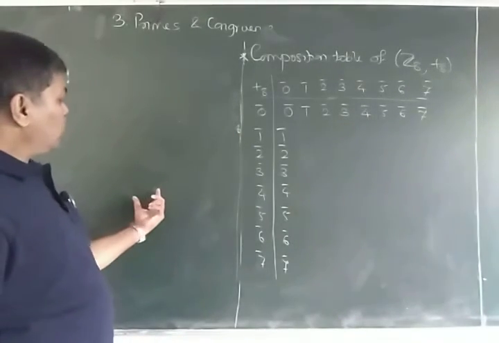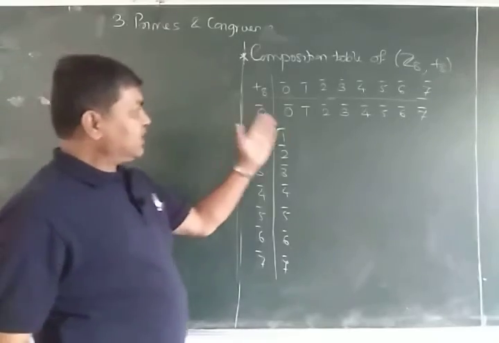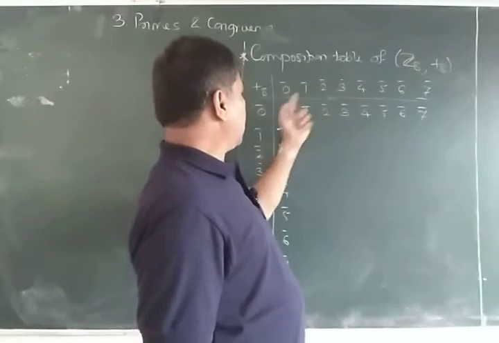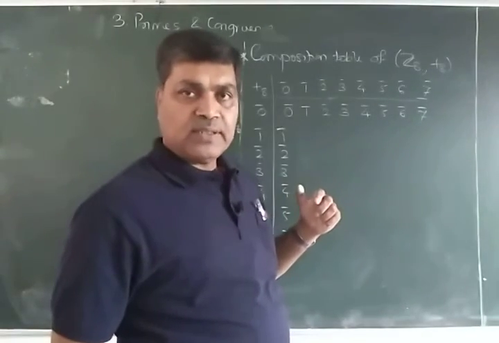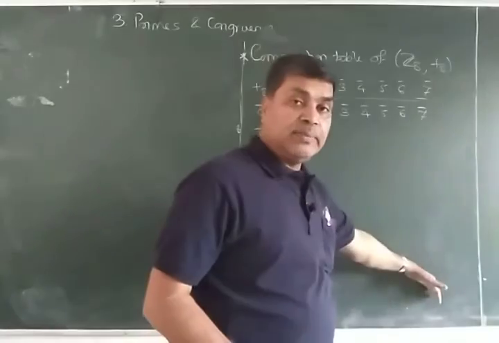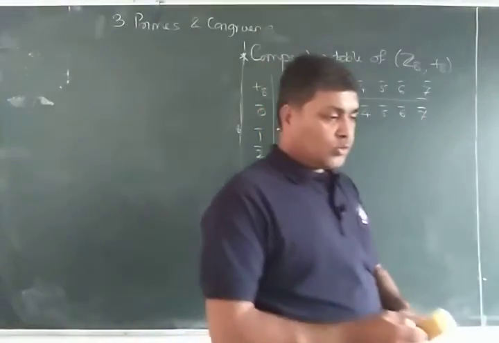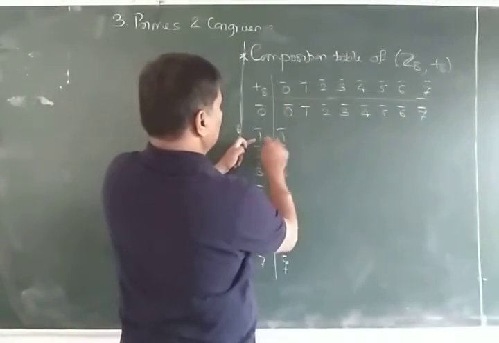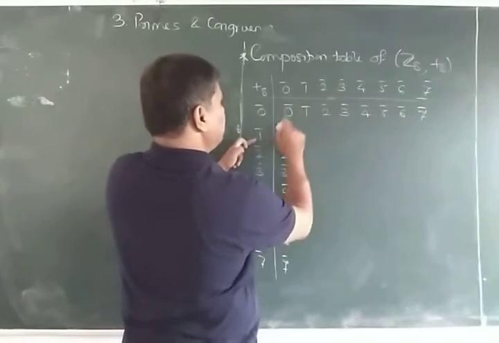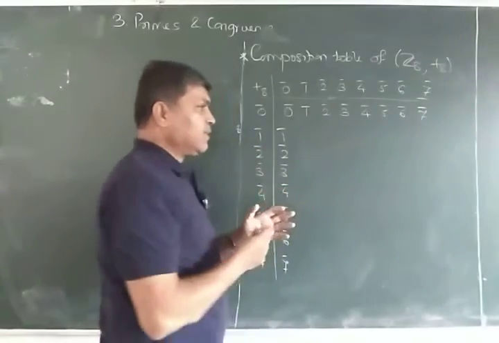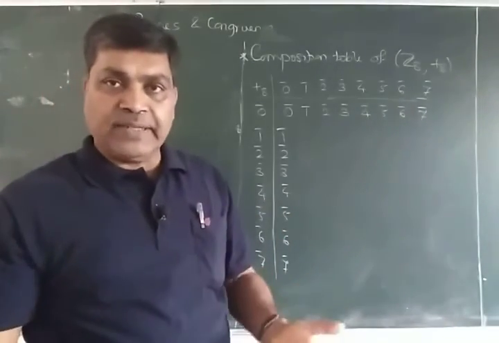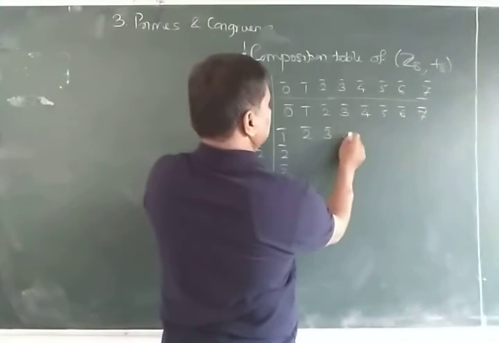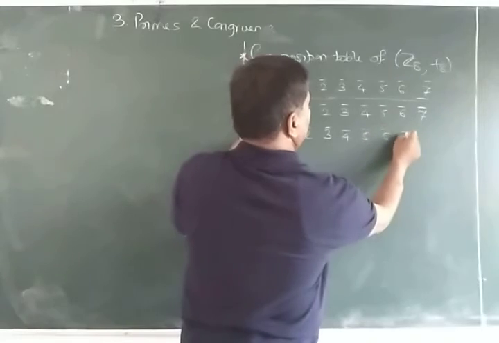Since the addition modulo n operation is commutative, this table must be symmetric about the diagonal. a bar plus b bar is equal to b bar plus a bar. So we get this table to be a symmetric table. 1 bar plus 1 bar is equal to 1 plus 1, its bar. If I divide that 2 by 8, what is the remainder? It is again 2. So 2 bar, this is 3 bar, this is 4 bar, 5 bar, 6 bar, 7 bar.